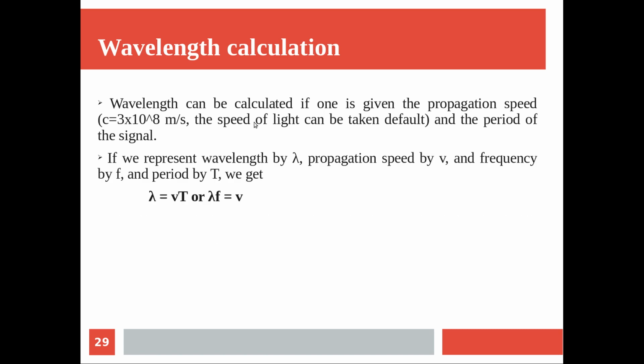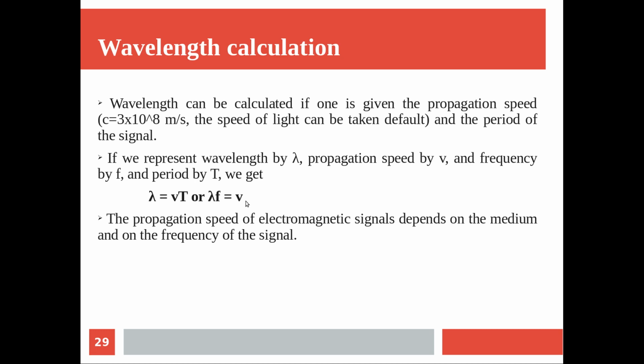Okay, so if we represent the wavelength by lambda, the propagation speed by v, frequency by f, and time period by T, then we have the formula: the wavelength lambda is equal to the velocity v times time period, or we know time period is equal to 1 by frequency. So lambda is v times 1 by frequency, that is, lambda into frequency is equal to v. The propagation speed of an electromagnetic signal depends on the medium and the frequency of the signal. So depending on the medium, the wavelength into frequency will give you the propagation speed of the signal.